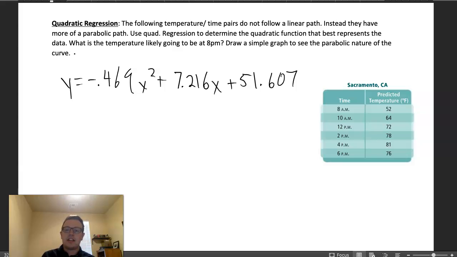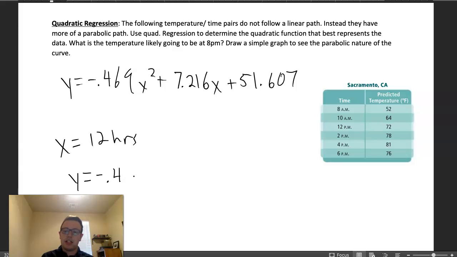Next thing our question asks us is, what is the temperature likely to be at 8 p.m.? How are we going to figure this out? Well, let's figure out what x value we want. At 8 p.m., that's going to be 12 hours after our initial start. So we're going to substitute in x is equal to 12 to figure out what our temperature may be. Let's go ahead and do that and put it into our calculators.